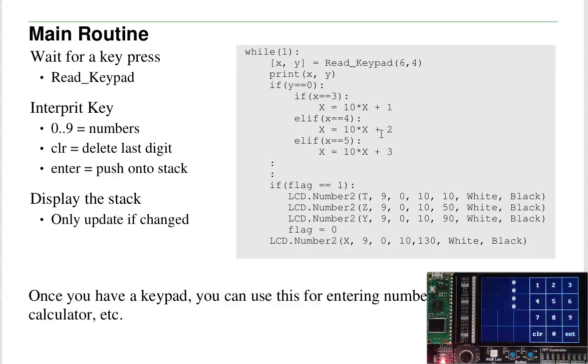So do the number 1. 0 times 10 plus 1 is 1. 1 times 10 plus 2 is 12. 123. 1, 2, 3, 4. 1, 2, 3, 5. And so on.